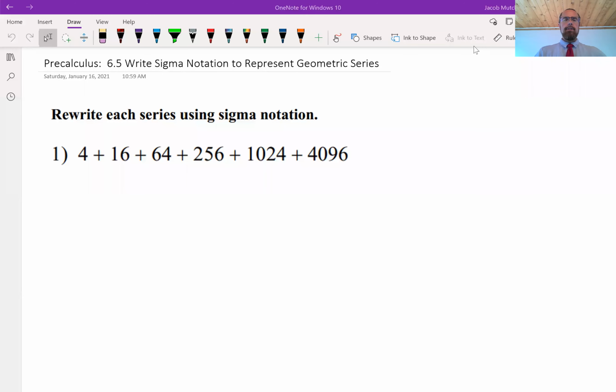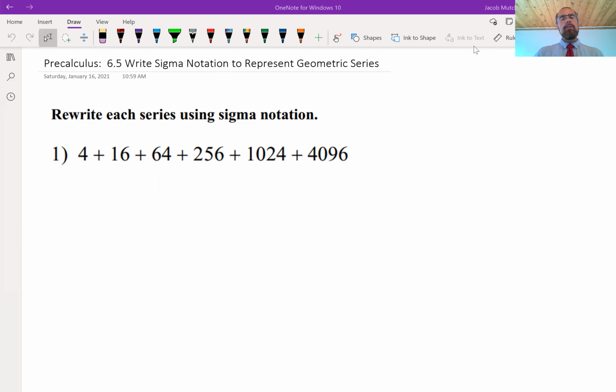Welcome to Pre-Calculus. Today we will investigate writing sigma notation to represent geometric series. We'll take a look at two examples where we write series using sigma notation, and then two examples where we've used sigma notation to decide what's the first and the nth term of the series.